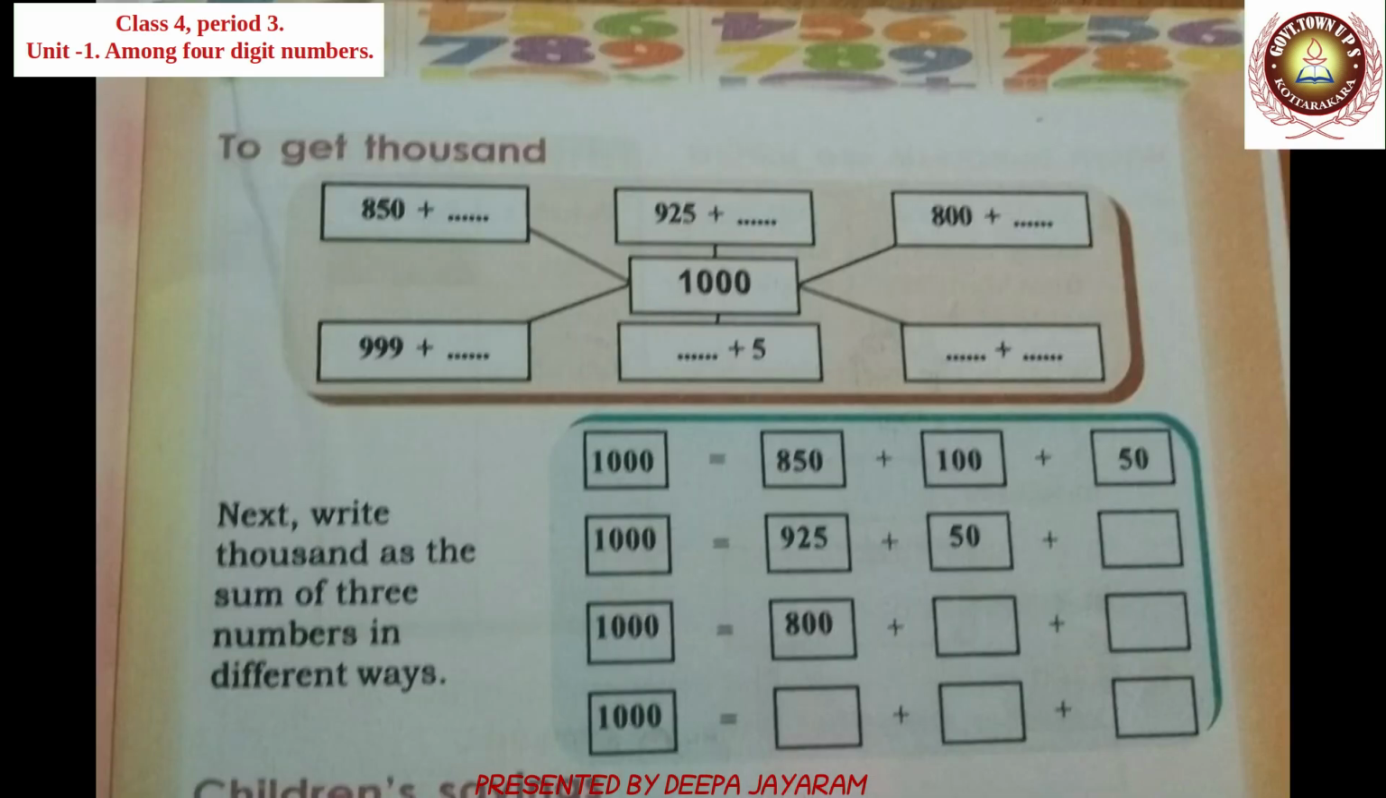Here, 1000 is in the middle and around 1000 there are 6 squares. In each square, one number is given and the other number is blank. You have to find out the number in the blank space. For that, check which number is to be added to the given number in the square to get 1000. You can do that. Very simple problem. Okay.